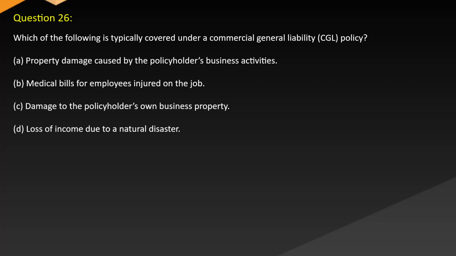Question 26. Which of the following is typically covered under a commercial general liability (CGL) policy? A. Property damage caused by the policyholder's business activities. B. Medical bills for employees injured on the job. C. Damage to the policyholder's own business property. D. Loss of income due to a natural disaster.